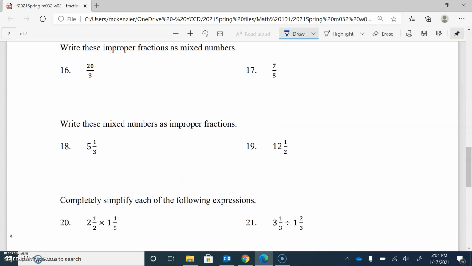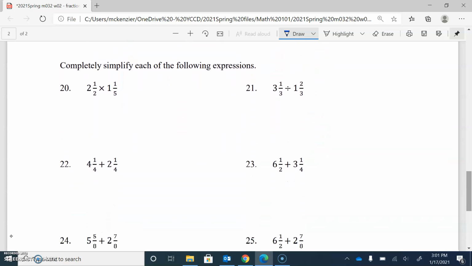Okay, so writing these as mixed numbers, 3 goes into 26 times, with 2 left over, so that's 6 2/3. 5 goes into 7 once, with 2 left over, so 1 2/5. Mixed numbers as improper fractions. 5 times 3 is 15, plus 1 more gives you 16/3. 12 times 2 is 24, and 1 more is 25/2.